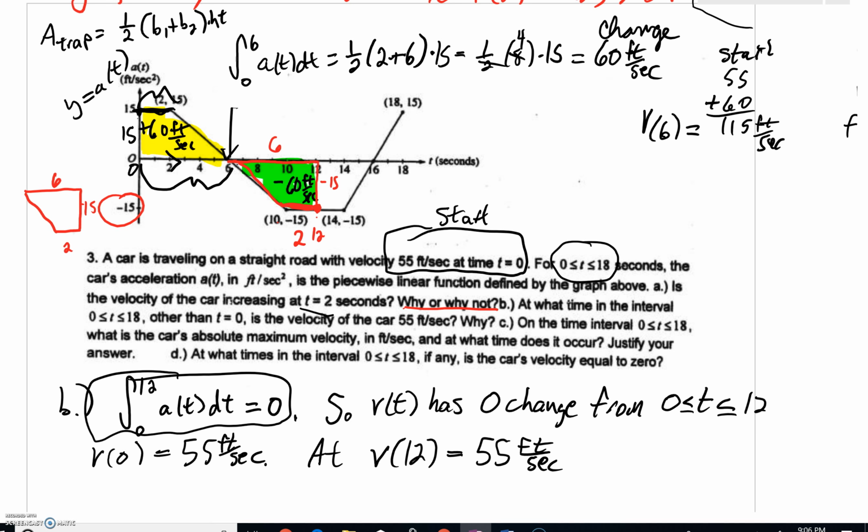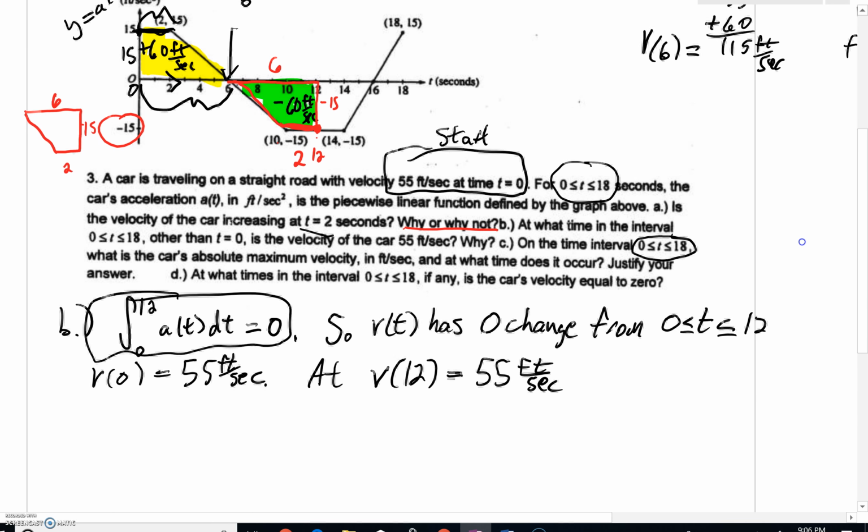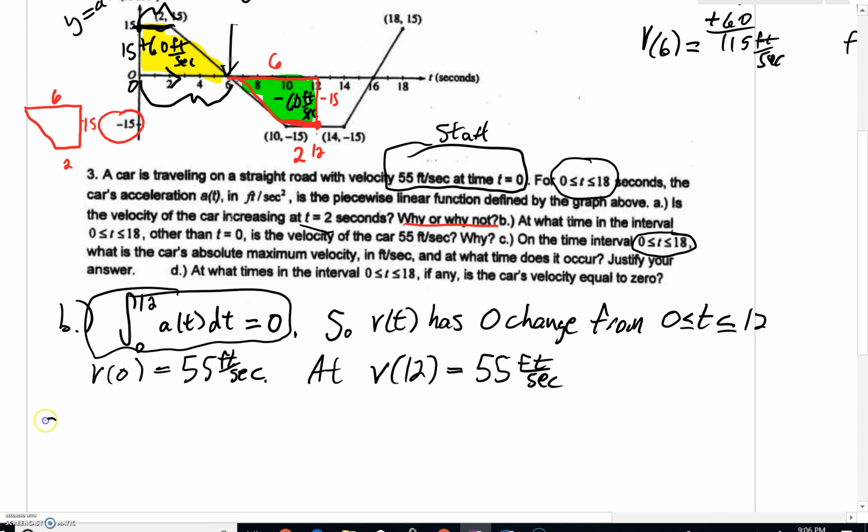So let's take a look at C and say, what is the car's absolute maximum velocity? And at what time does it occur? Well, guys, as we look here, we're on a closed interval. And closed intervals, I'll tell you what, that means we need the extreme value theorem. We need the extreme value theorem. So you got to check endpoints. That's what it really means.